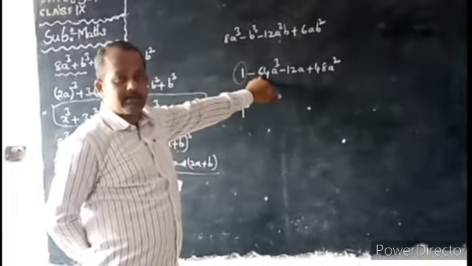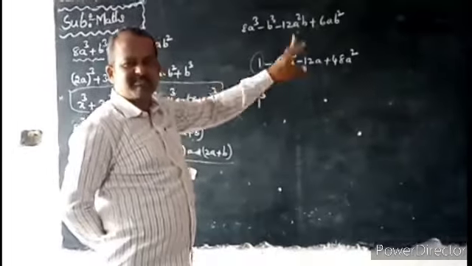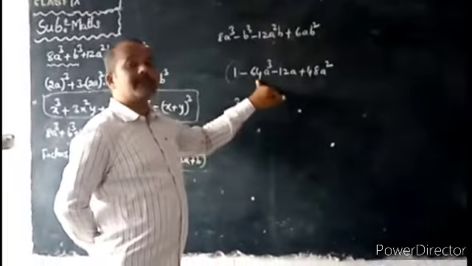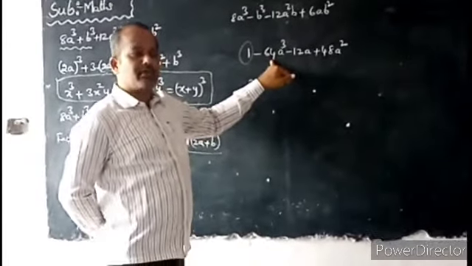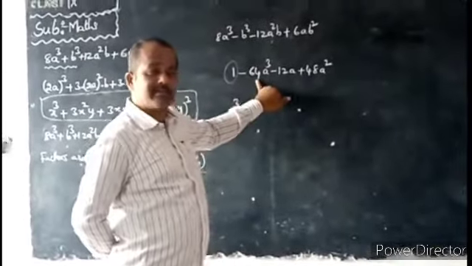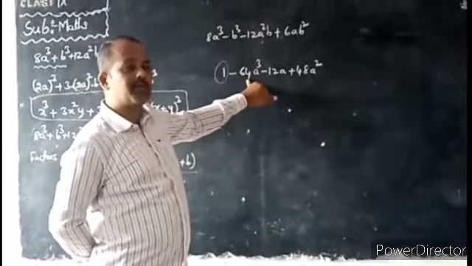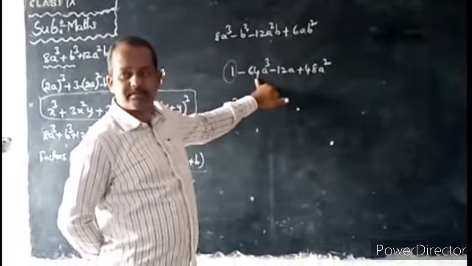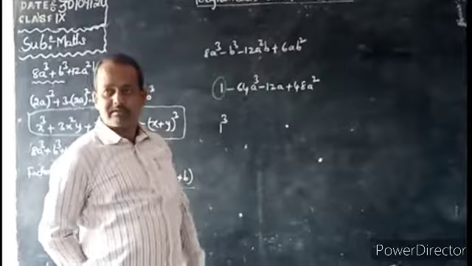Which number cube gives 64? 2 cube is 8. Which number's cube gives 27? 3 cube gives 27. 4 cube gives 64. 5 cube gives 125. Like this you have to learn up to 20 squares and cubes. Write them on paper and learn by heart.